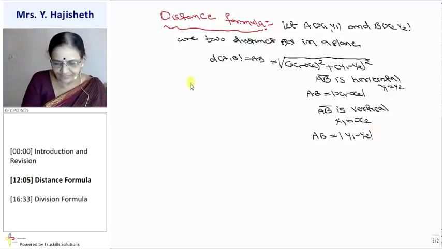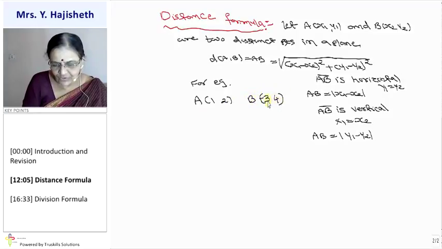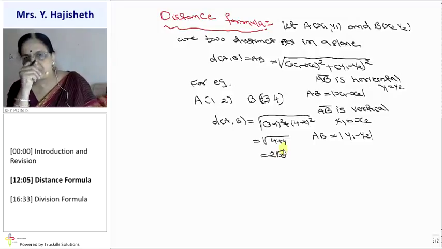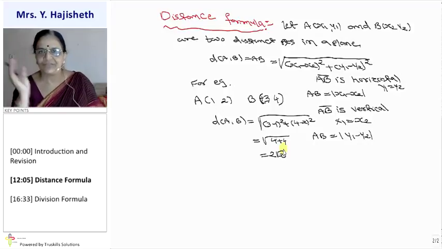Now see, for example, you are given A is (1, 2) and B is (3, 4). Coordinates of point B are 3, 4. And then what is the distance between AB? It is under root (3 minus 1) whole square plus (4 minus 2) whole square. So what is it? It is 4 plus 4, so root 8, so 2 root 2. Distance is 2 root 2 units. It may be centimeter, meter, or kilometer. Clear? 2 root 2 units.